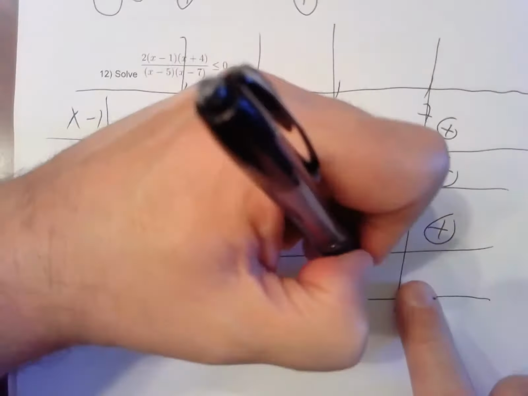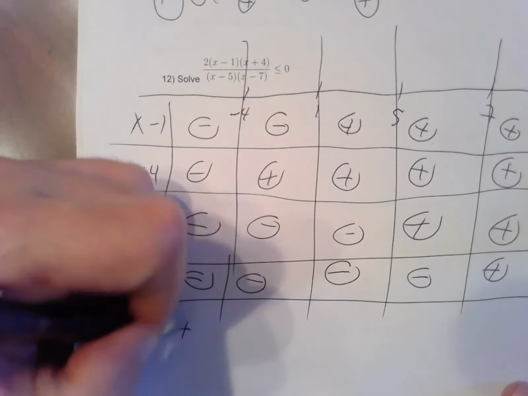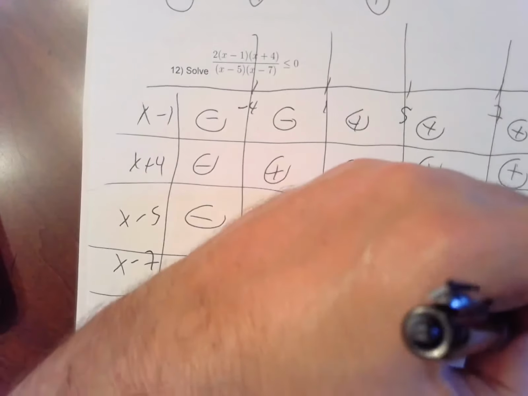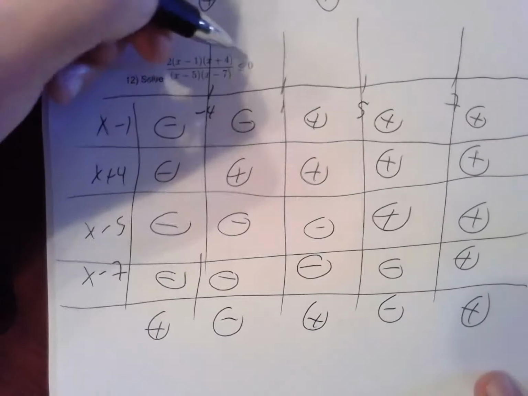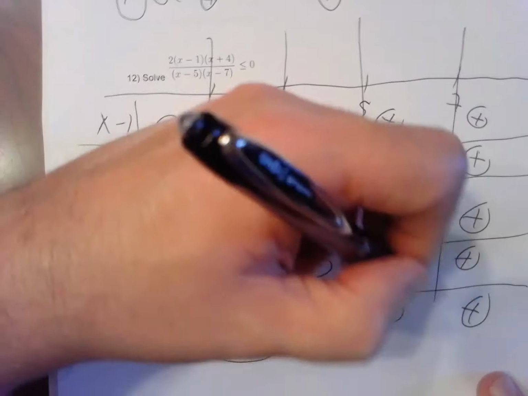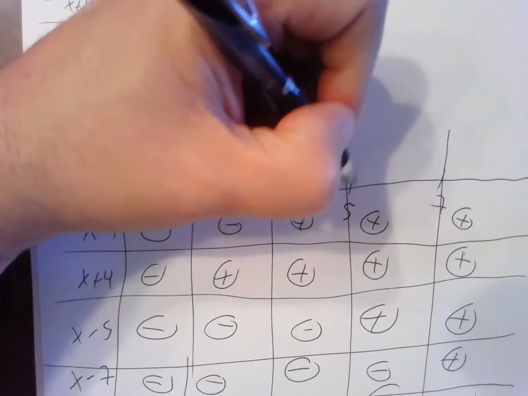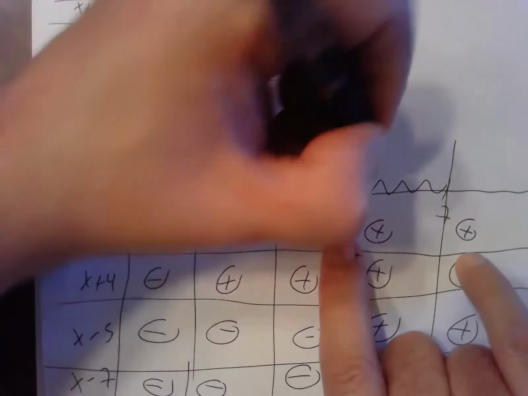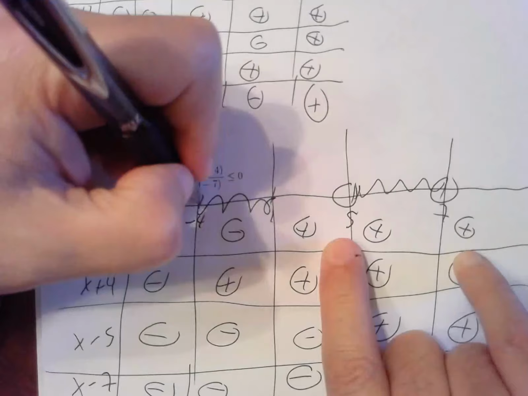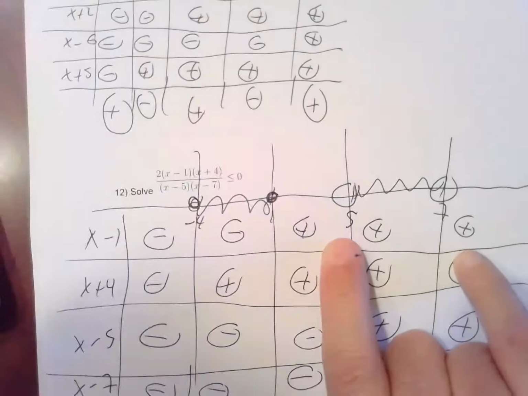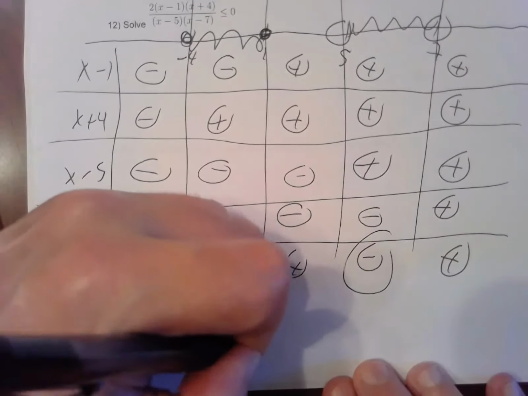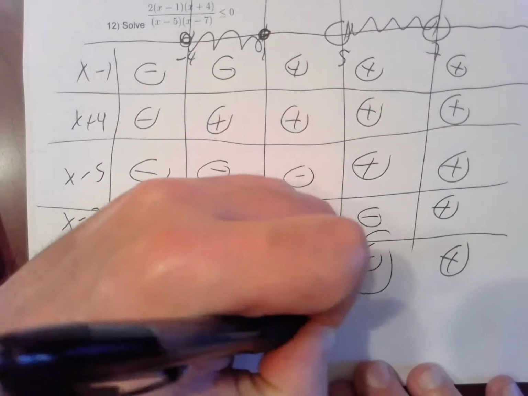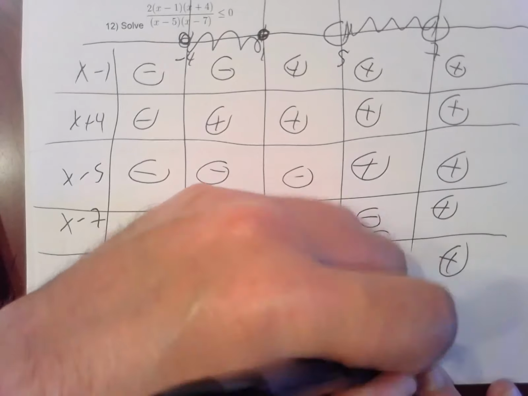Negative below, positive above. 4 negatives is positive. 3 is negative. 2 is positive. 1 is negative. None is positive. We want negative. I want here and here. Okay, I'm not allowed to use the 5 or the 7. They have to be open circles. I am allowed to use the 1 and negative 4, they are closed dots. So that is negative 4 to 1, union 5 to 7.